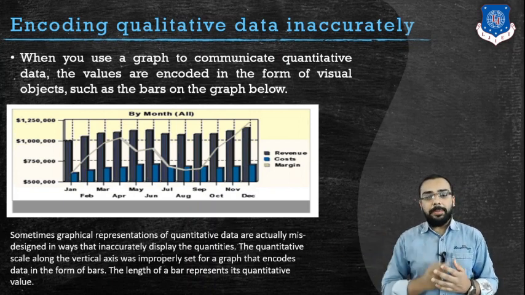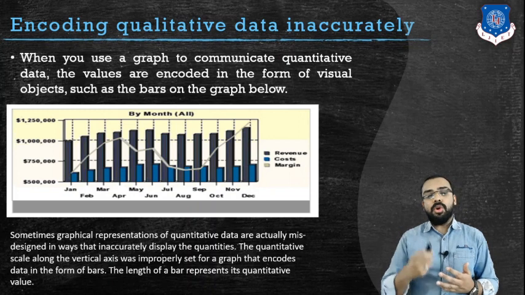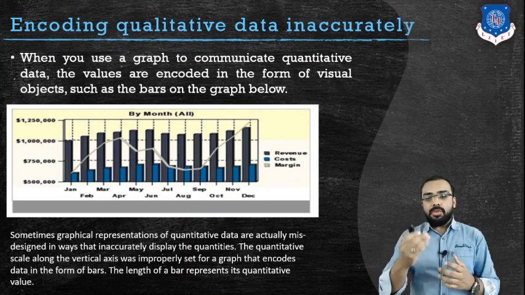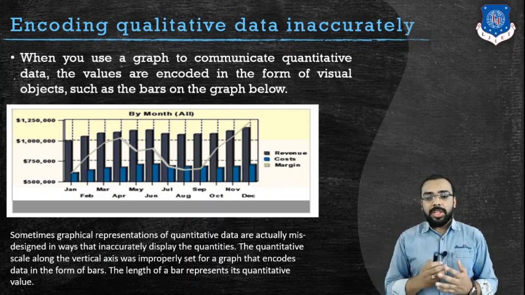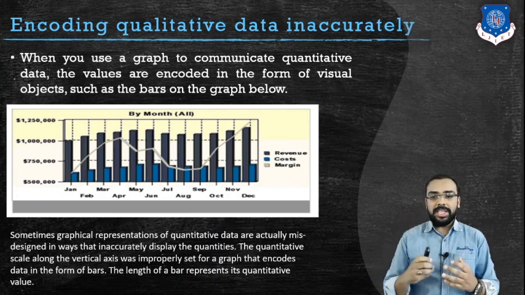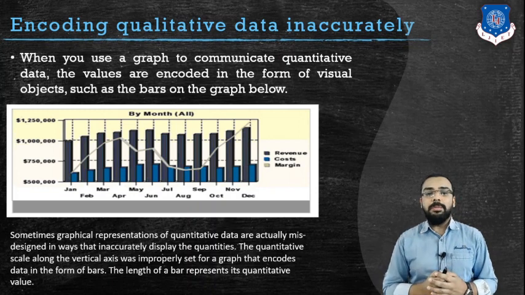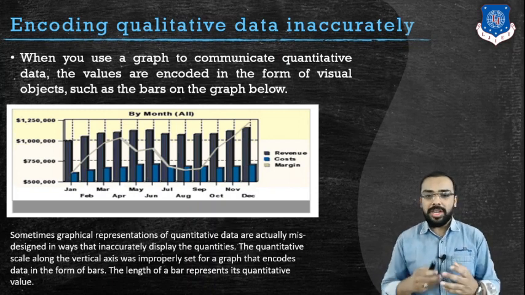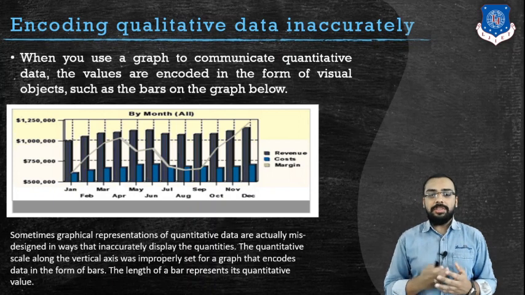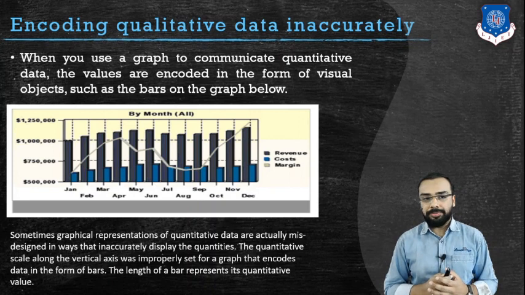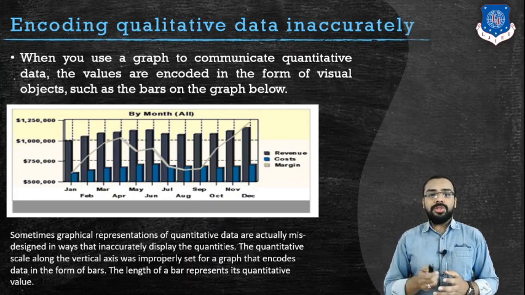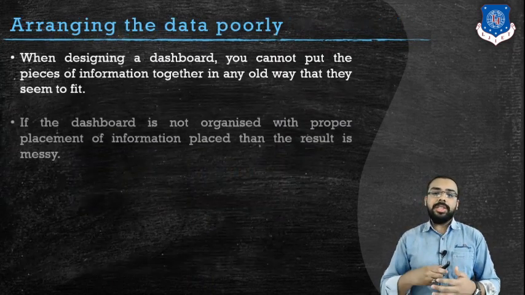Here there are three different parameters: revenue, cost and margin. Now if you observe this particular graph, the revenue is more than double that of the cost and the margin, which is wrong, or we can say it is represented misconceptually, or misdesigned in such a way that it shows more revenue as compared to the cost and margin. The next type of issue that we can see is arranging data poorly.